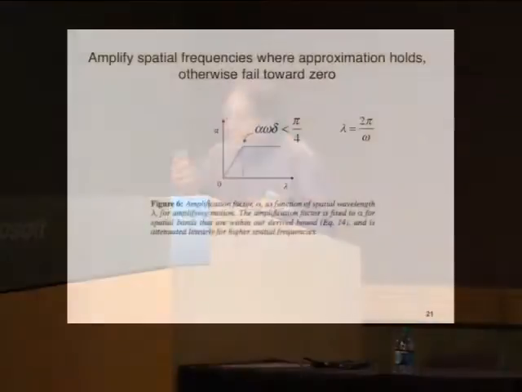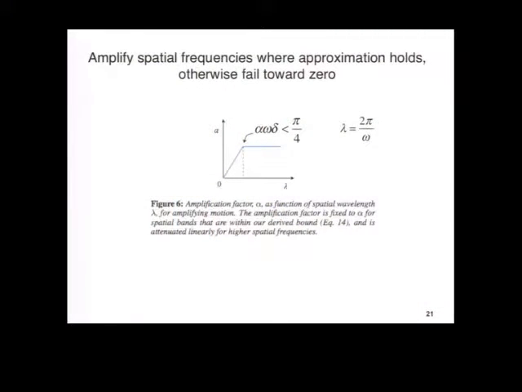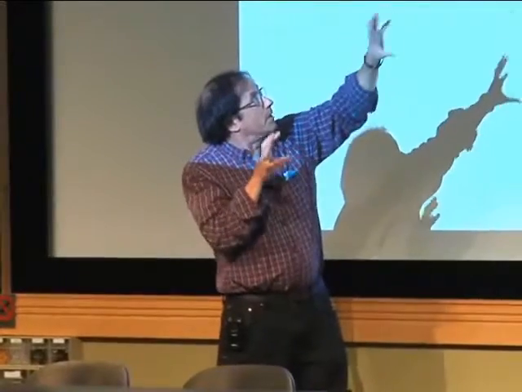And then how might we want to treat each spatial band differently? Well, for the ones where the approximation is going to hold, we might want to boost it by a factor of alpha. But then for the very small wavelengths, the very high detail things, we might want to scale back on how much we're boosting the motions. So that's the algorithm. It's real simple. It's signal processing rather than computer vision, which makes it easy and reliable.